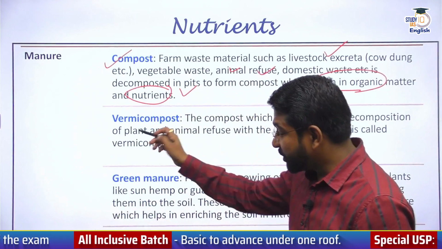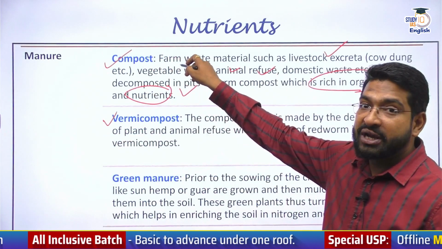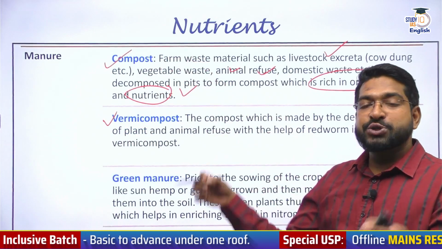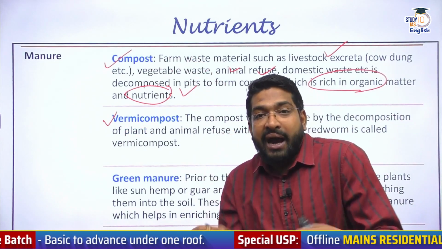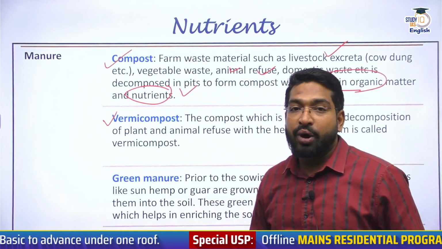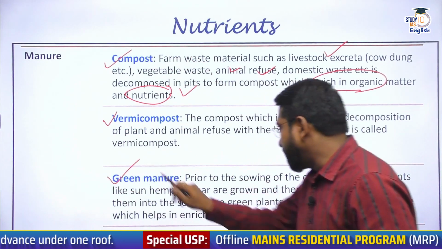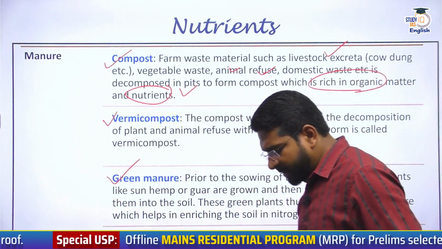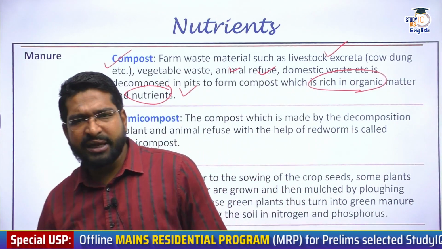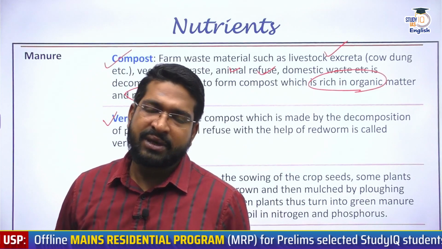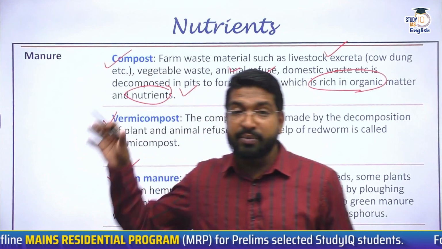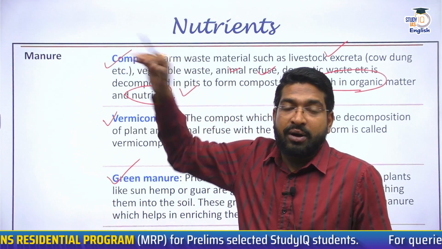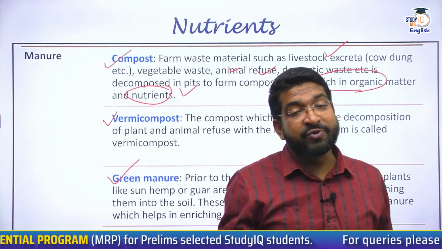I can also go for vermicomposting. When I take this organic waste, put it in a pit and also add worms, I get vermicompost. Or I can even get green manure. Now, green manure is obtained mostly from the plants itself. Green manure from plants. These are some of the methods that I have used. Apart from organic manure application, I have also gone for fertilizer application.